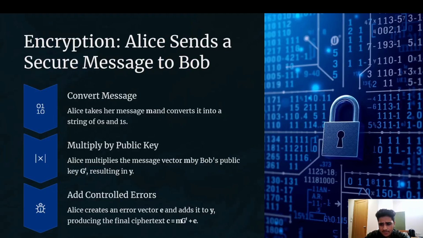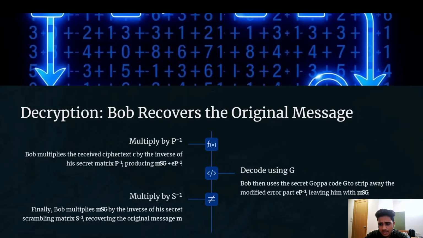Alright, so Bob receives the ciphertext C. How does he get the original message M back? This is where his private key comes in. First, Bob uses the inverse of his secret P and multiplies the received ciphertext C by it. Mathematically, this changes the ciphertext to M S G plus E P inverse. The message part is now scrambled differently, and the error part E has also been permuted.